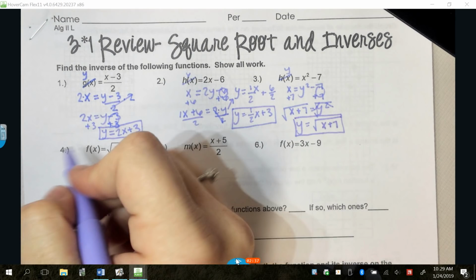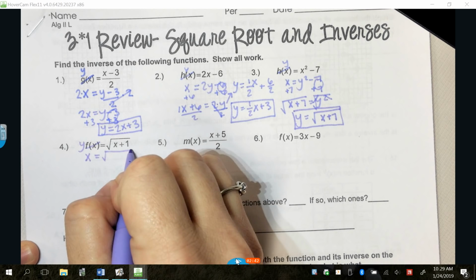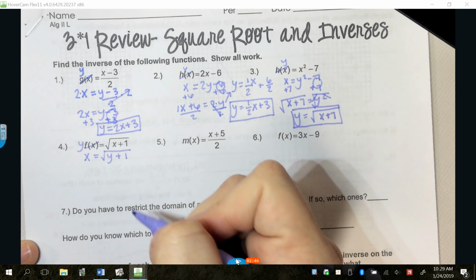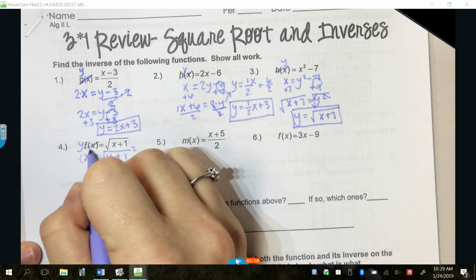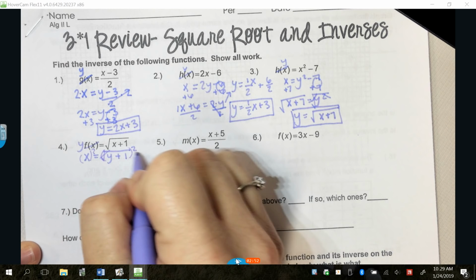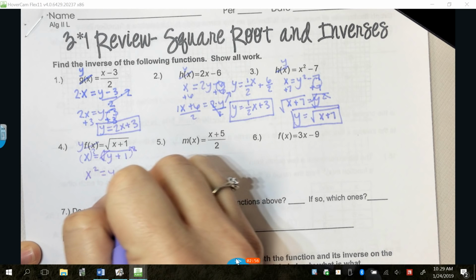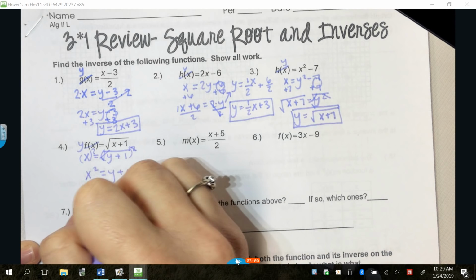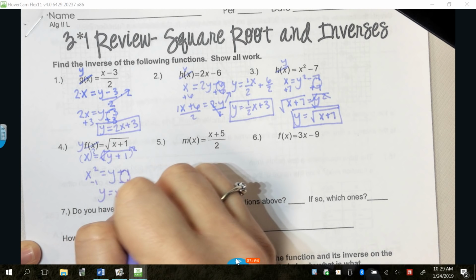Okay, number 4. Again, same thing as saying y. So x equals square root of y plus 1. So since it's taking the square root of everything, we have to get rid of the square root first. The opposite of square root is squared. What I do to one side, I have to do to the other. The square root cancels the squared, and I get x squared equals y plus 1. So now I need to get rid of that plus 1, so we're going to subtract 1 from both sides, and we get y equals x squared minus 1.